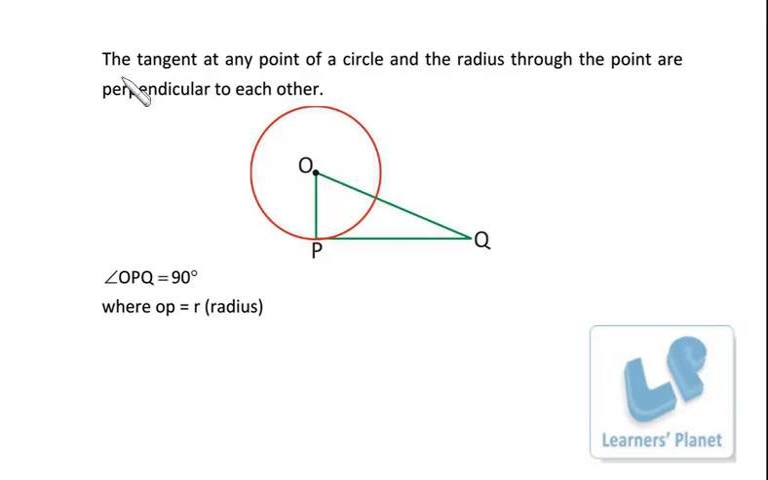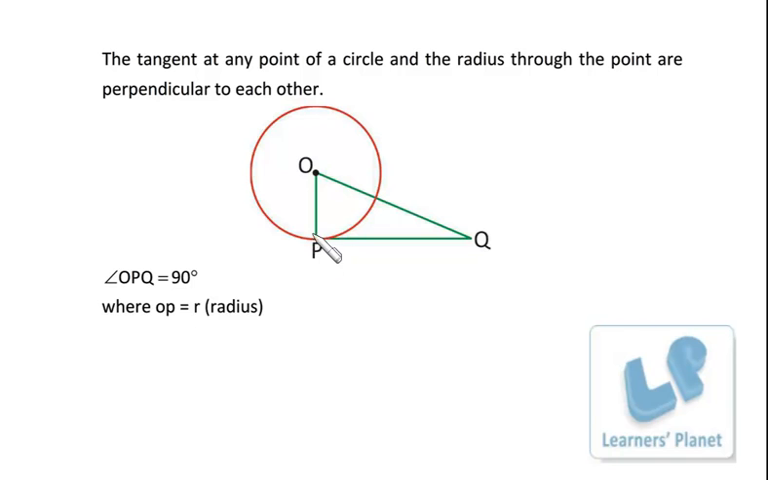One more very important property: the tangent at any point of a circle and the radius through the point are perpendicular to each other. Here OP is the radius of the circle, the center of the circle is O, and PQ is the tangent, the line that is touching the circle at a point. So OP will be perpendicular to PQ. This is the point of contact: for the tangent PQ, the point of contact is P.